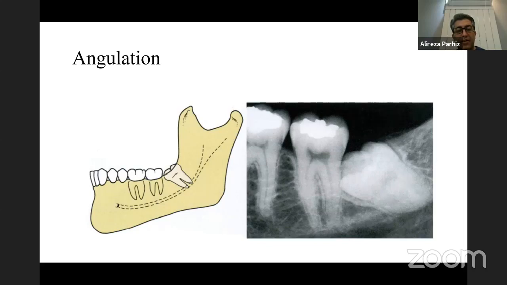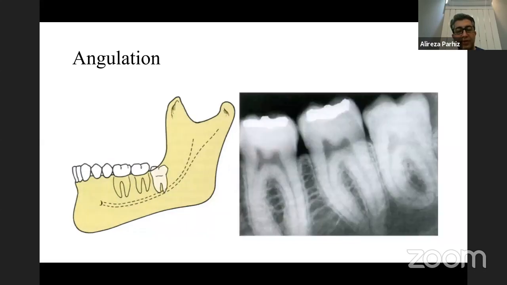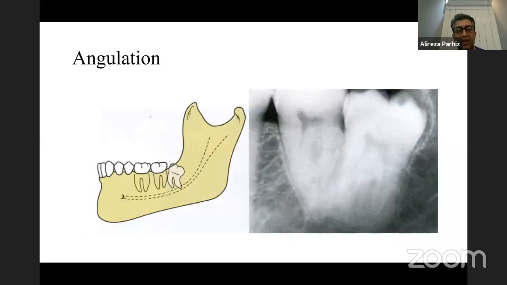As you see, we have 4 kinds of impaction. This is mesioangular impaction. The second one is horizontal impaction. The third one is vertical impaction. And the fourth is distoangular impaction. In the mandible, the easiest one is mesioangular and the most difficult one is distoangular impaction. The vice versa in the maxilla. In the maxilla, the easiest is distoangular and the most difficult is mesioangular impaction.